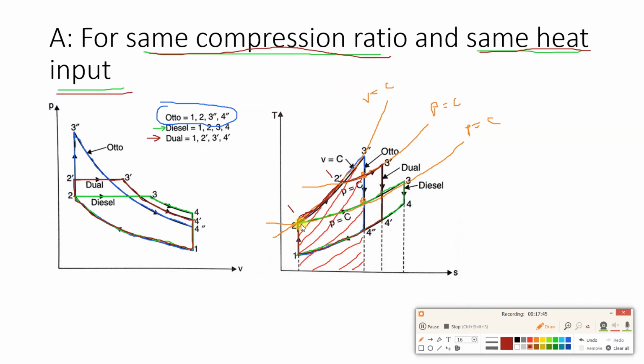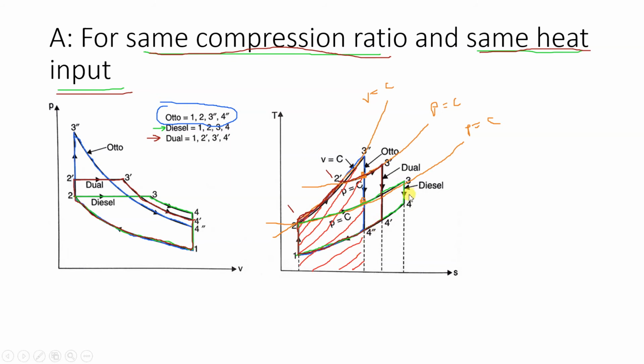For heat addition, we first draw 2 to 3 double dash for the Otto cycle, and we consider the area under the 2 to 3 double dash curve, which indicates the heat supply, the heat input. Based on that area we define the areas for the diesel cycle and dual cycle. Since we have to maintain the same heat input, we have to go beyond this 3 double dash to 4 double dash, vertical.